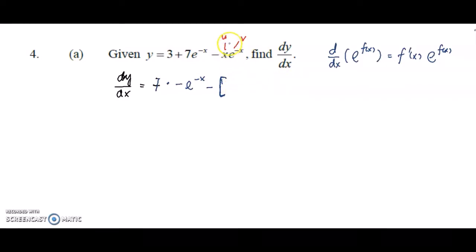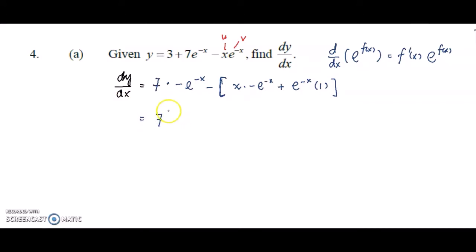So how do you differentiate the x e to the power of negative x? You are going to copy down the u first, that is your x, and then differentiate your v, that is your negative e to the negative x. So take note that here is a dot, meaning that these two are multiplied with each other. And then plus, copy down the v, that is your e to the negative x, and differentiate the u, you got 1. So we close the bracket now.